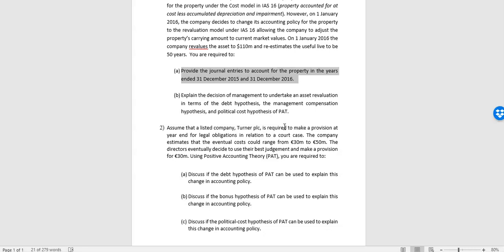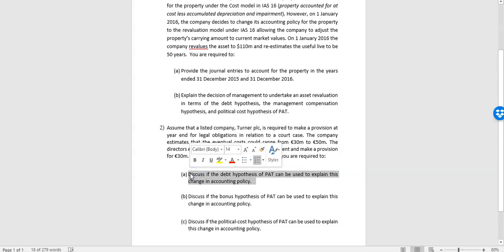So we're trying to figure out then, does this make sense? Will any of these hypotheses help explain it? Right? So let's take each one in turn. Discuss if the debt hypothesis of positive accounting theory can be used to explain this change in accounting policy.